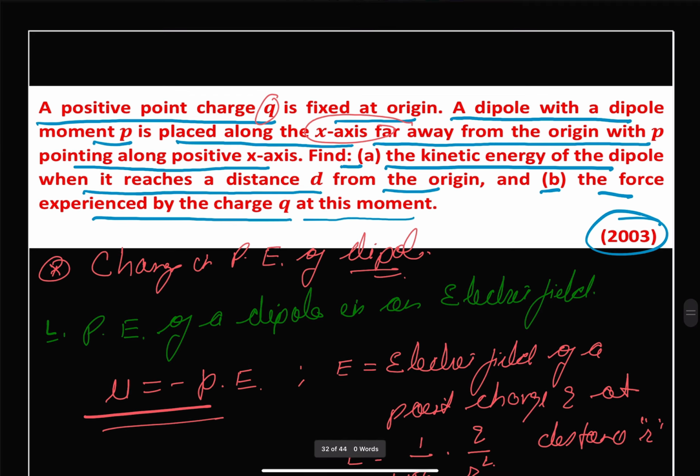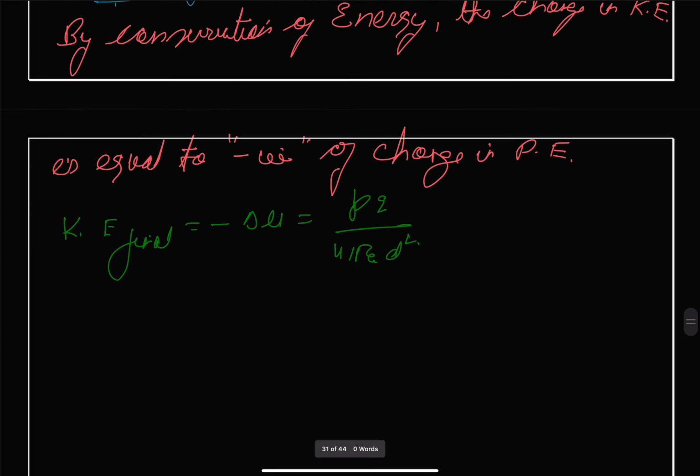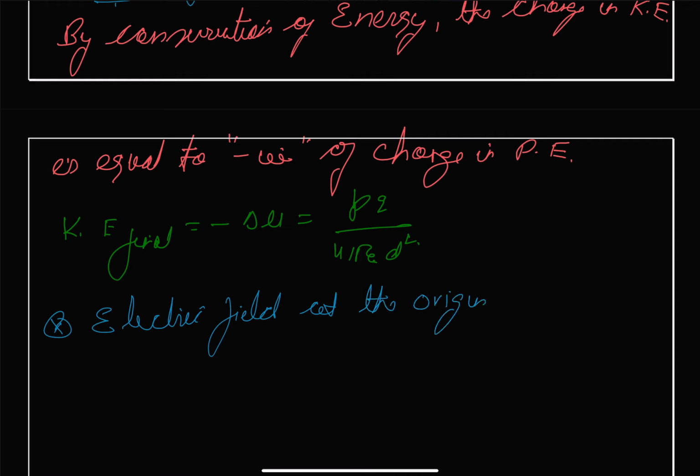I think we need to find out the force, kinetic and the force. We found out the kinetic energy, and now we are going to find out the force. And we can find out now the kinetic energy at origin due to the dipole. Sorry, not kinetic energy, but electric field. Electric field at the origin due to dipole.